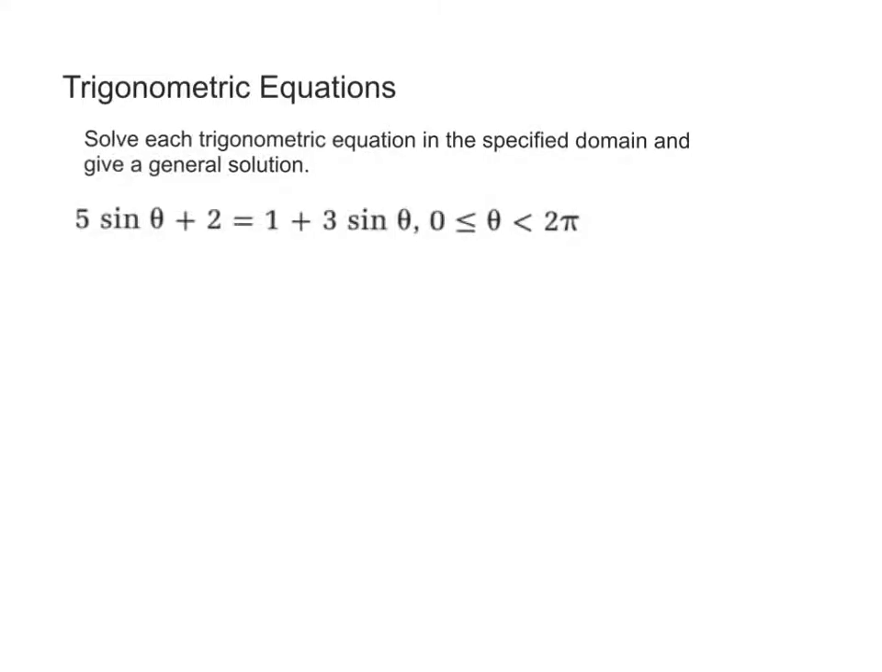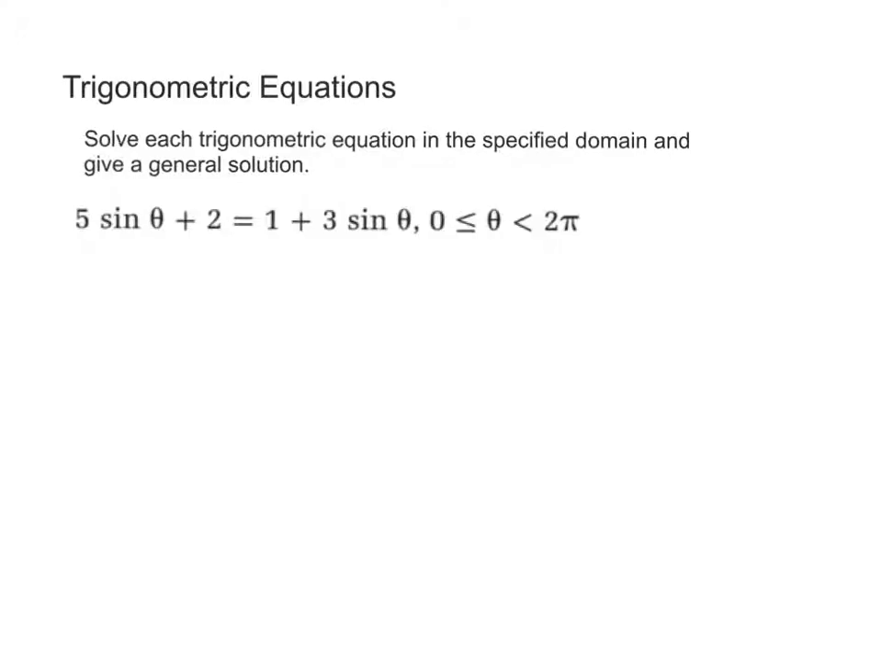Still working on solving trig equations. This one's asking to solve it in the specified domain and to give a general solution. So the specified domain is this part: 0 is less than or equal to theta is less than 2 pi. So solve it between 0 and 2 pi, which you're pretty much always going to have to do anyway, even if it's just asking you for a general solution.